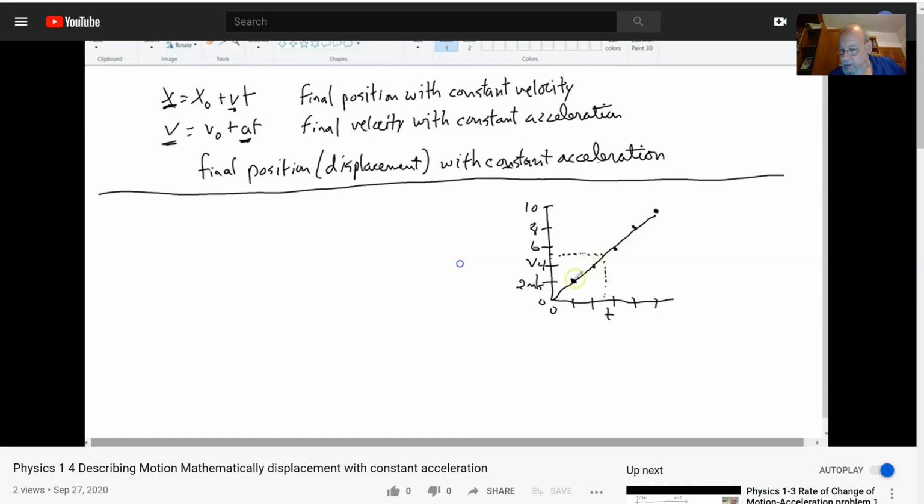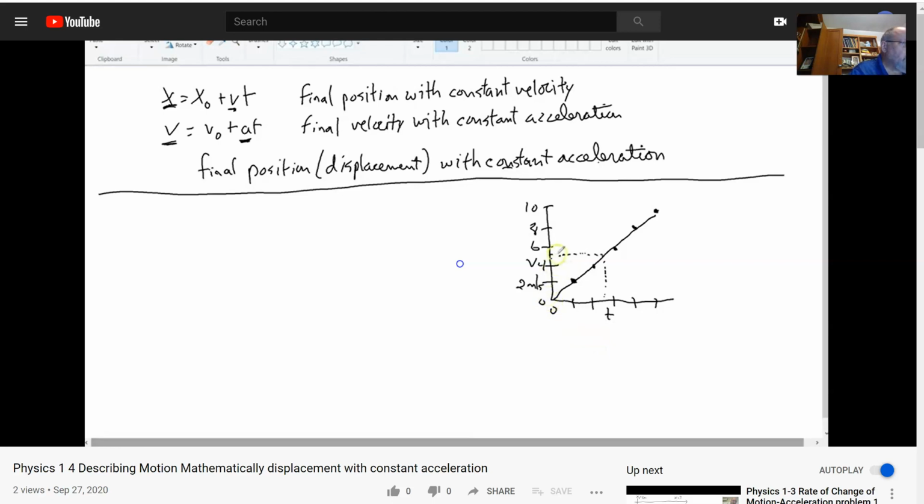So just by looking at this graph, I can tell that if I go from 0 to 10 meters per second, it's going to be like I was going 5 meters per second the entire time. Okay, and that would be my average velocity for that time.